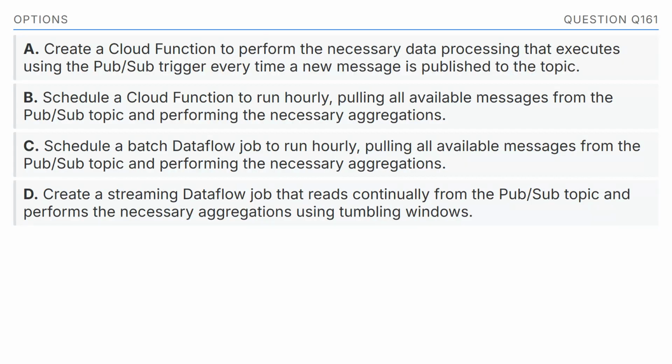The options are: Option A. Create a Cloud Function to perform the necessary data processing that executes using the Pub/Sub trigger every time a new message is published to the topic. Option B. Schedule a Cloud Function to run hourly, pulling all available messages from the Pub/Sub topic and performing the necessary aggregations. Option C. Schedule a batch Dataflow job to run hourly, pulling all available messages from the Pub/Sub topic and performing the necessary aggregations. Option D. Create a streaming Dataflow job that reads continually from the Pub/Sub topic and performs the necessary aggregations using tumbling windows.